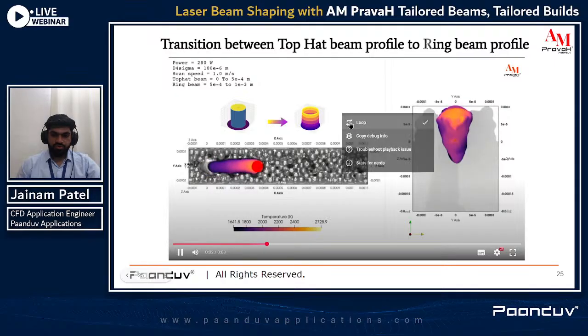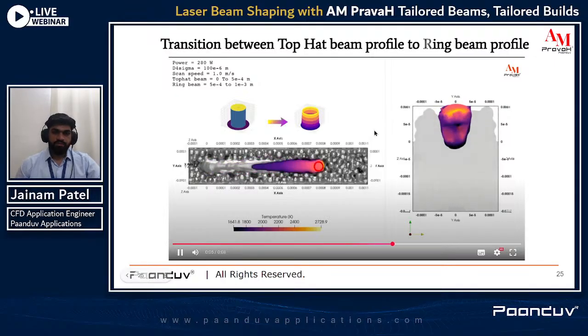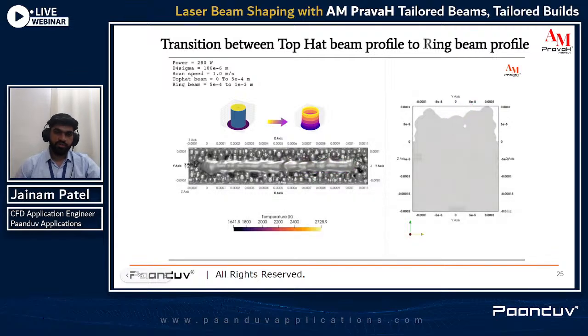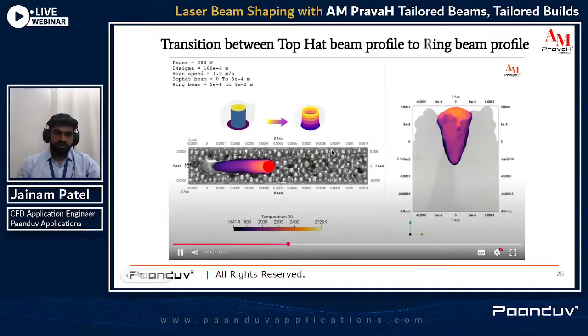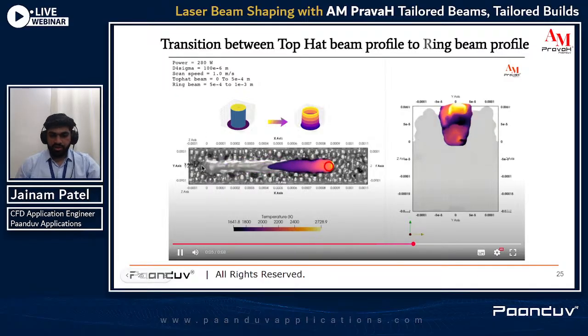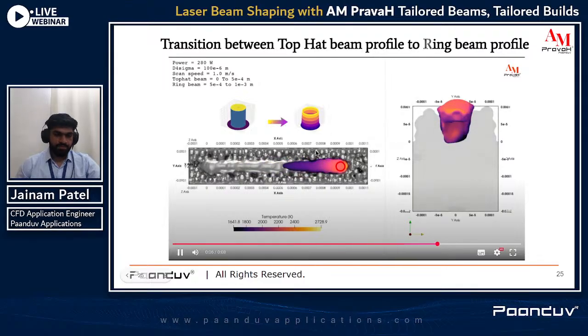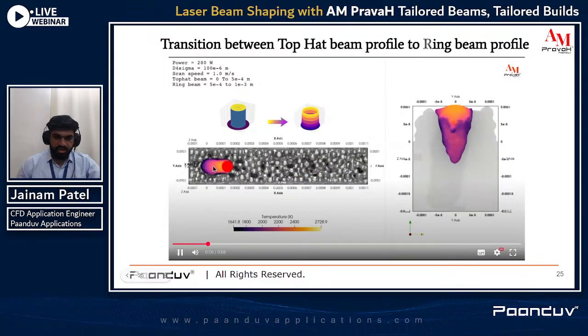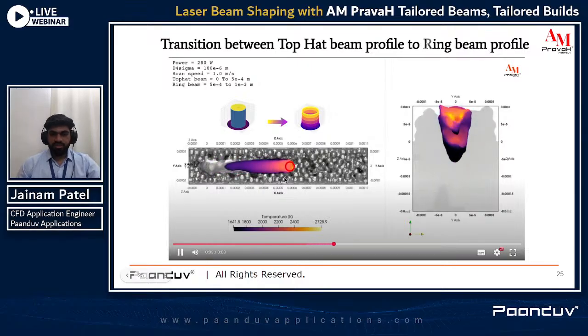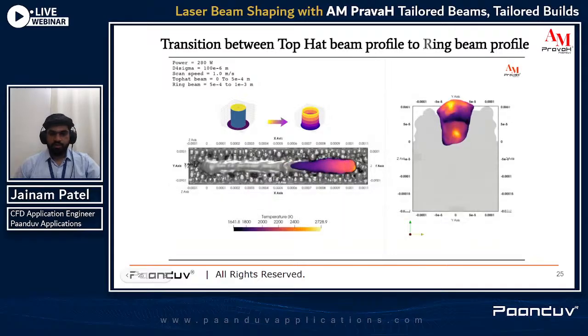Now in this video, I will show one more analysis that I have created, which is the transition from the top hat beam profile to the ring beam profile, where the track length I have taken is 1000 micrometers. From the starting 500 micrometers, it's a top hat beam shape, and after 500 micrometers, it's a ring beam shape. We can clearly see that there's a transition, and I have used a Python shell script to transition between this profile. The user can also create this type of profile, and check the depth, width, and the thermal distribution, and compare the two different shape profiles.